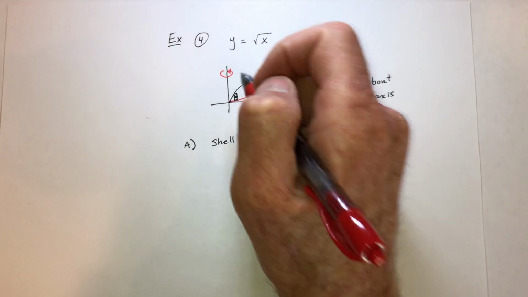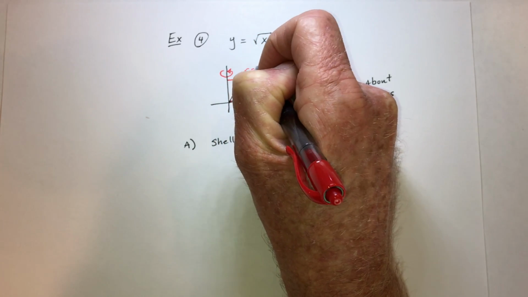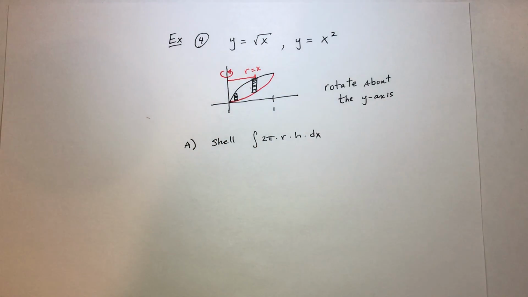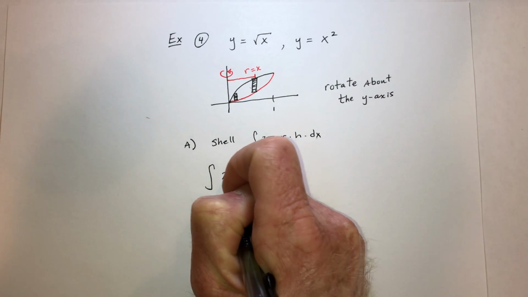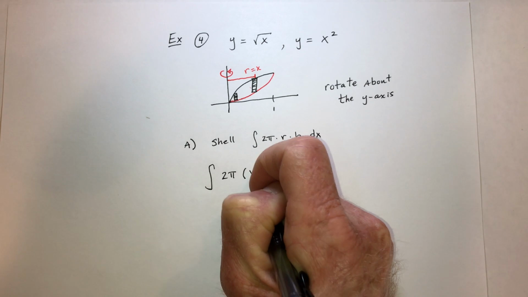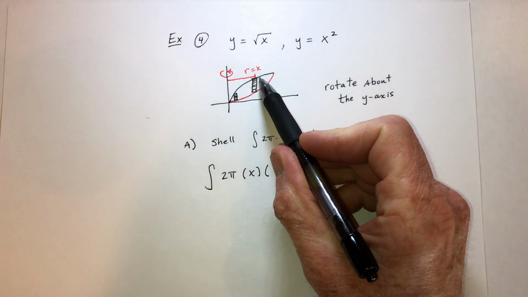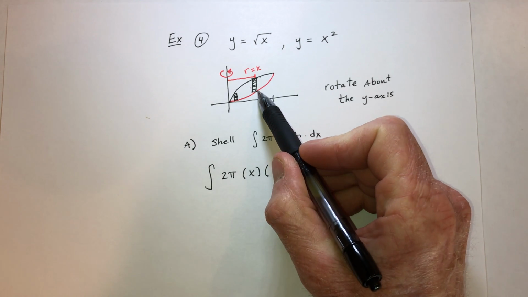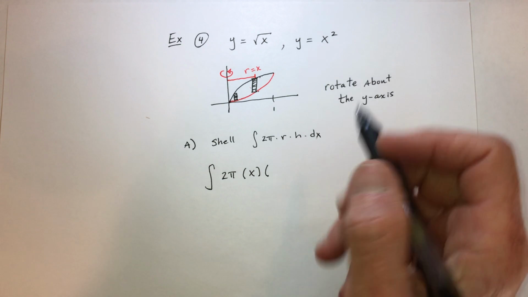So for the radius, go from the axis of rotation over, and that means that r is just equal to x in this case. So this one would be integrate 2 pi times the radius, which is just x, and then the height. So the height would be the black function minus the red function. The black one was the square root, the red one was x squared.